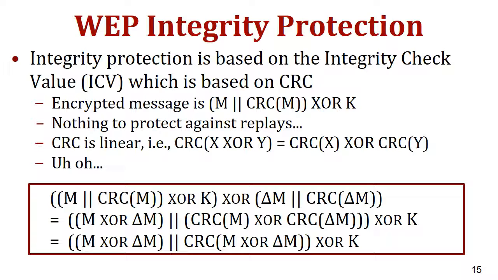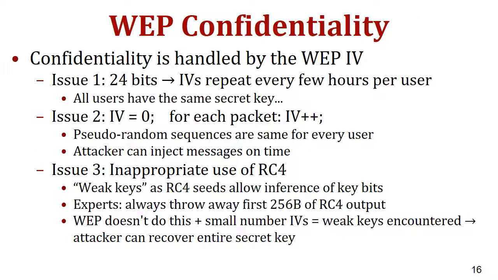Okay, so integrity is not secure. How about confidentiality? Confidentiality means that attackers cannot see users' communication information, and it is handled by the initial vectors of WEP, the IVs. The IV for WEP is actually short. It repeats every few hours per user. And remember that all users have the same secret key, so the small range of IVs makes it even worse. The second issue is that the IV will start from 0, and for each packet, the IV will just add 1.